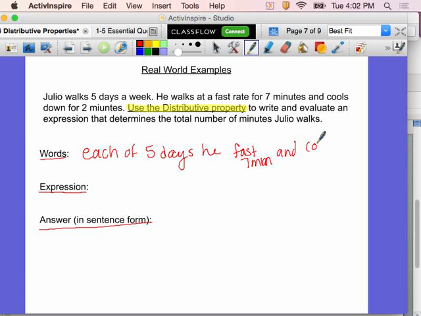And cool down for 2 minutes. Okay, that's my verbal model. And my expression then is, I know that I have to do this 7 minutes and 2 minutes every single day. So it's really just 5 times 7 plus 2. So I've made an expression that shows distributive property.